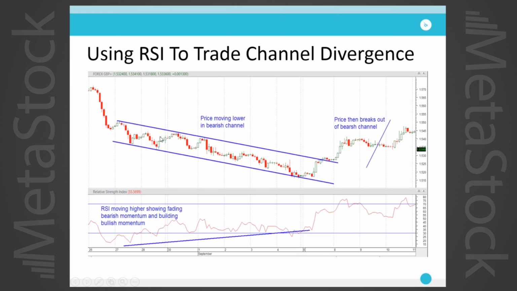As price was moving lower within this bearish channel, RSI was actually moving higher, showing fading bearish momentum and building bullish momentum. So as price continued to sell off within this bearish channel, momentum was building in the market to the upside, which, when I see these conditions materialize, signals to me that a reversal is likely.